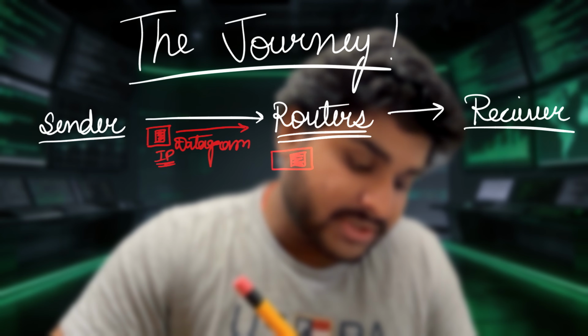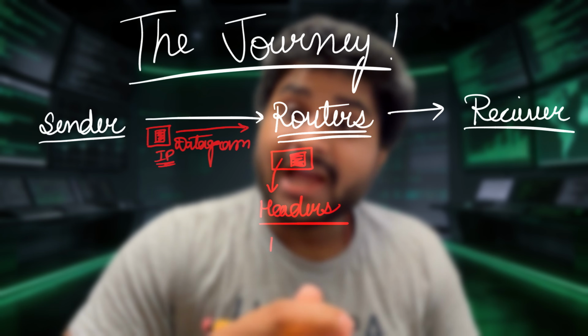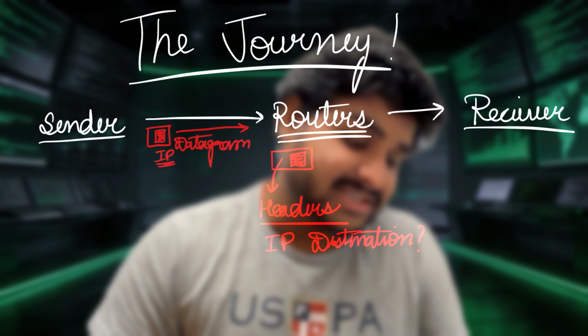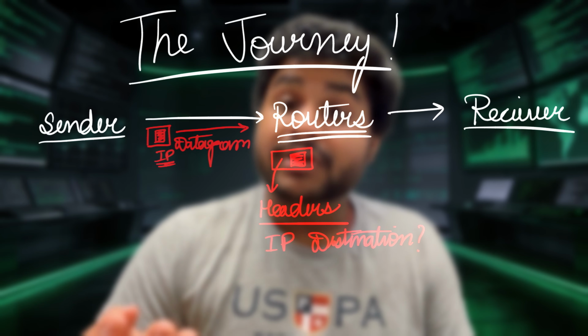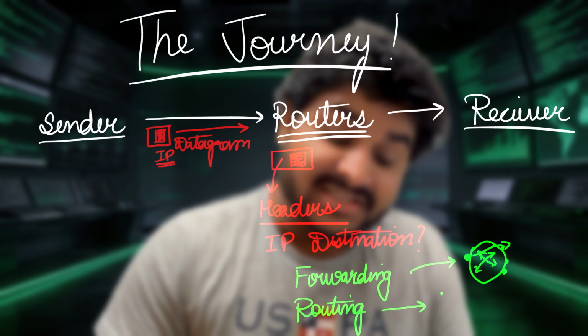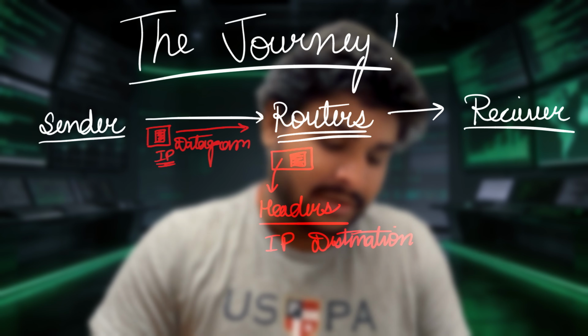Routers, middle of the journey. Routers along the path don't care about the actual data. They look at the headers of each datagram and decide where to send it next, from one port to another, until it reaches its destination. This is where forwarding and routing come in. More on that in a minute.